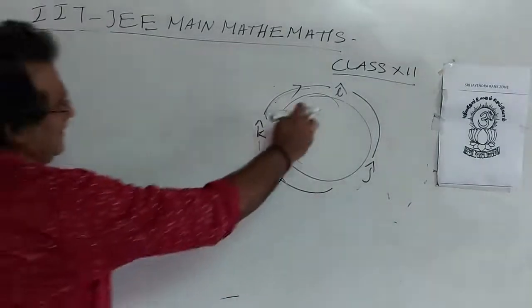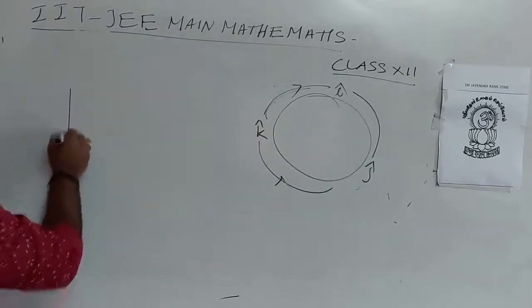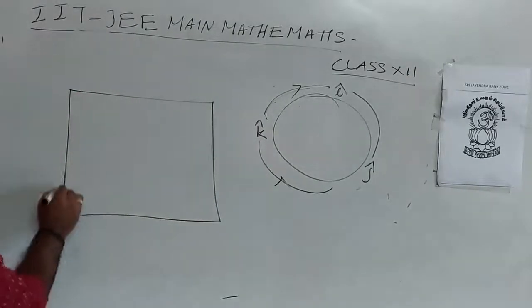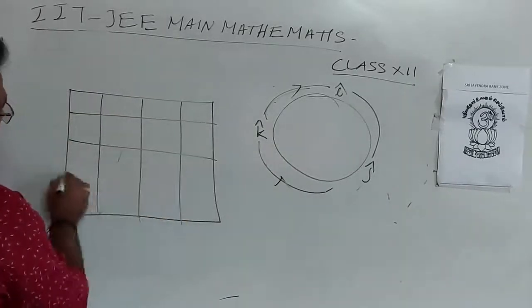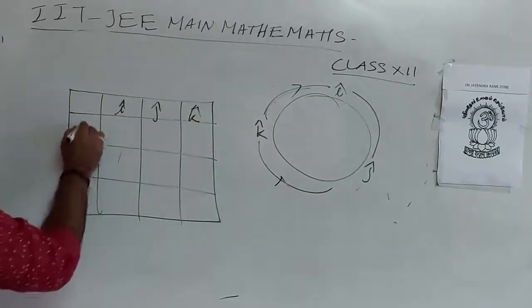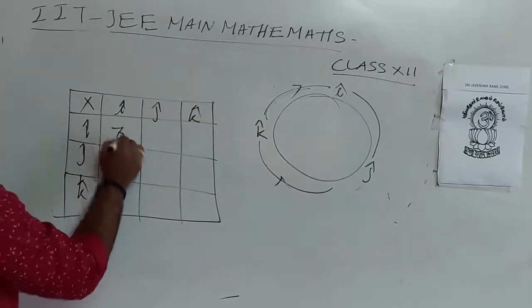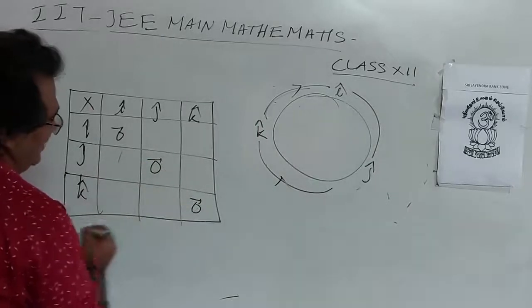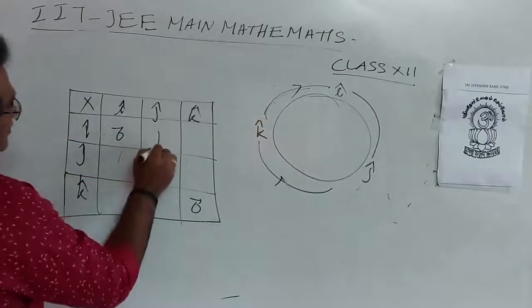So cyclic order I to J, J to K. I, J are mutually perpendicular vectors. I cap, J cap, K cap are mutually perpendicular unit vectors. Cross products here: 0 vector, 0 vector, 0 vector, since A vector cross A vector equal to 0 vector. I cross J, that is cyclic order, we have K.